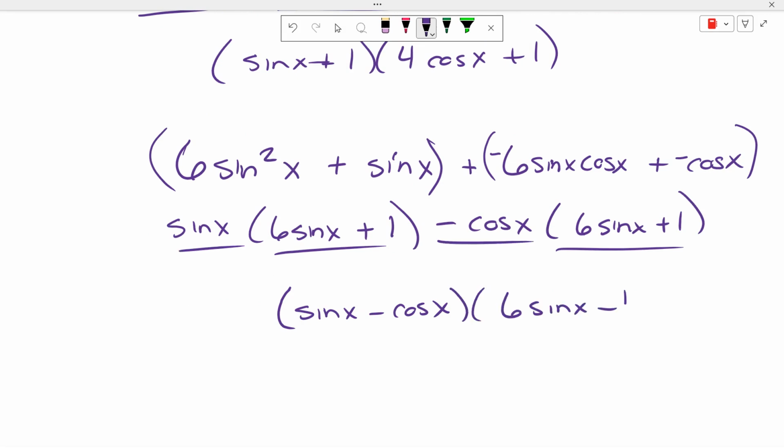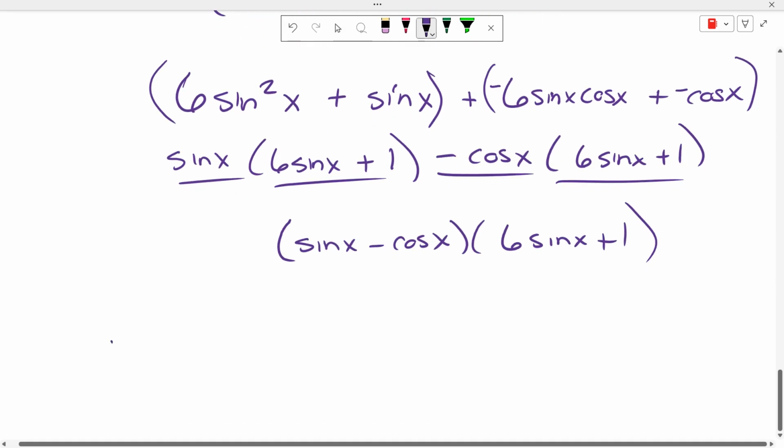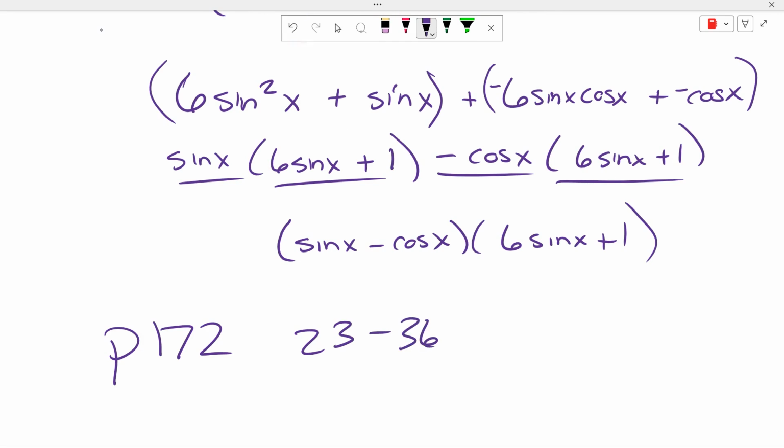Okay? Factoring. This section will help you remember some of your factoring rules. Page 172, 23 through 36, all of them.